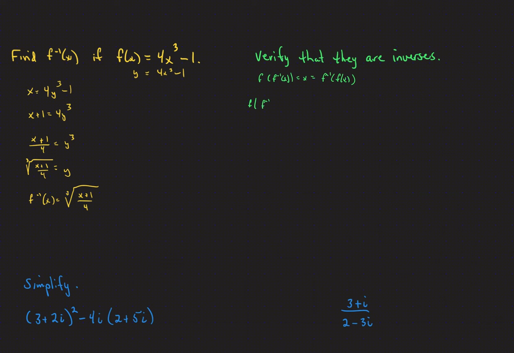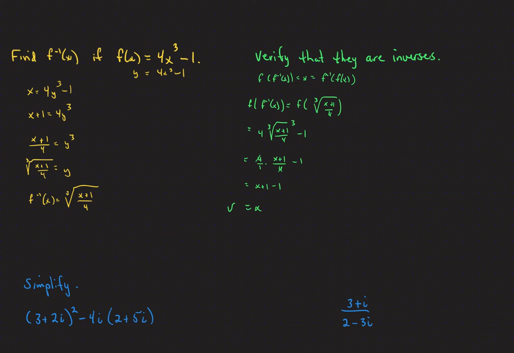So f of f inverse means we're going to take f of that cube root of (x plus 1) over 4, and that means we're going to, let's see, that will be 4 times the cube root of (x plus 1) over 4, cubed, minus 1. The cube root and the cube will cancel. We'll get 4 times (x plus 1) over 4 minus 1. The 4's will cancel. We'll get x plus 1 minus 1. And so we have done that part of it.